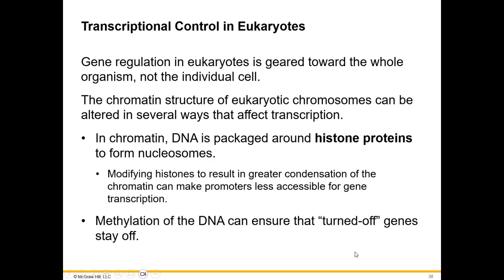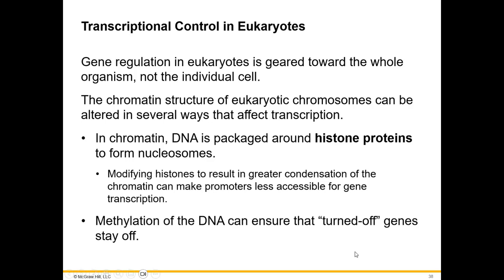So basically, we slightly alter the histones. That's going to create more condensation, like a tighter wrap of our chromatin around the histones, which is going to make it harder to get to the promoters, which is going to make gene transcription less possible. So that's a way to slow down transcription when we don't need to make protein copies.